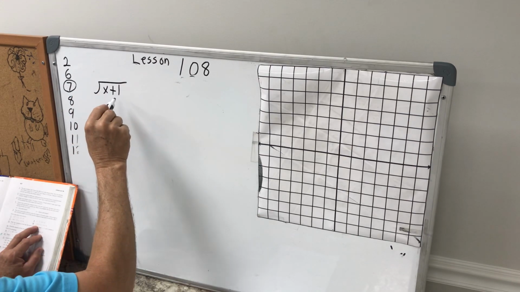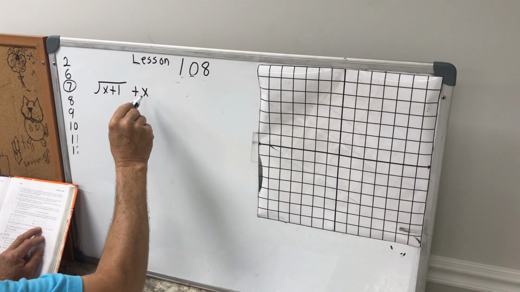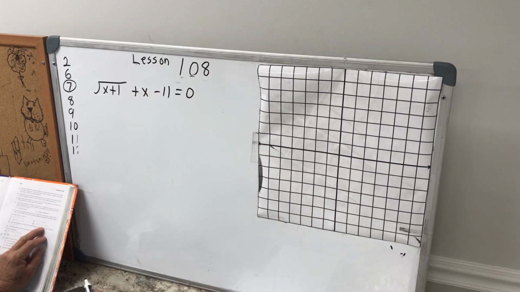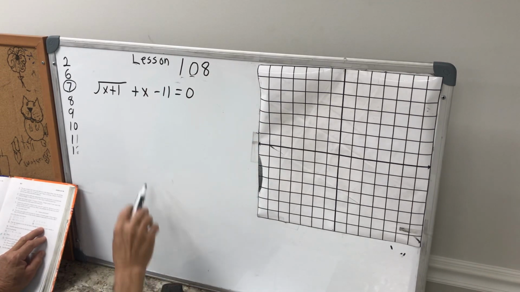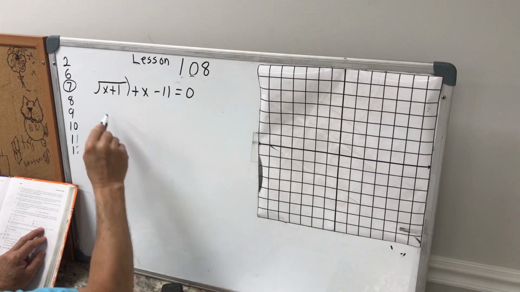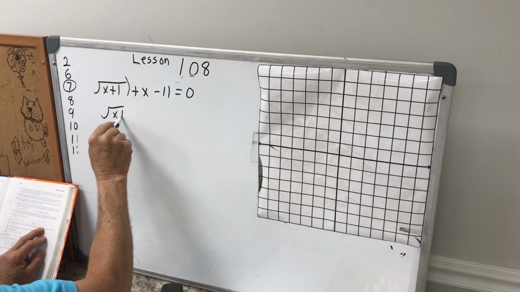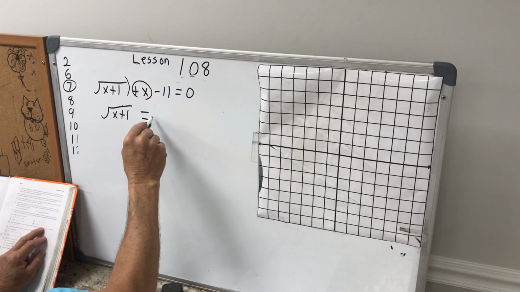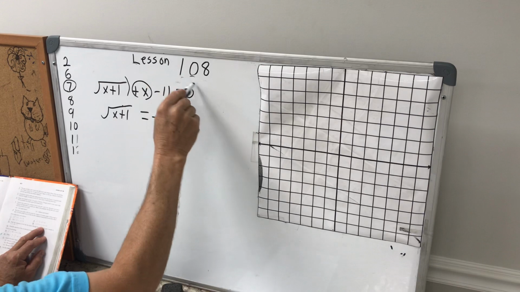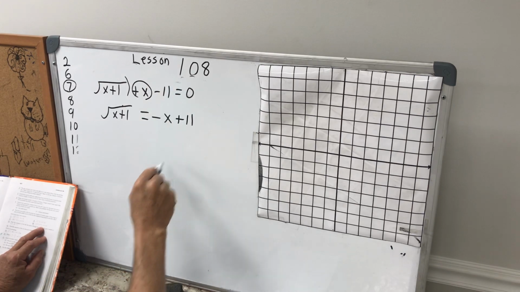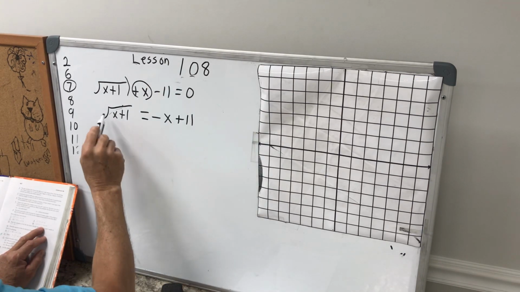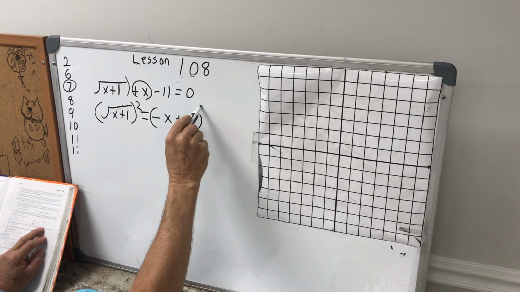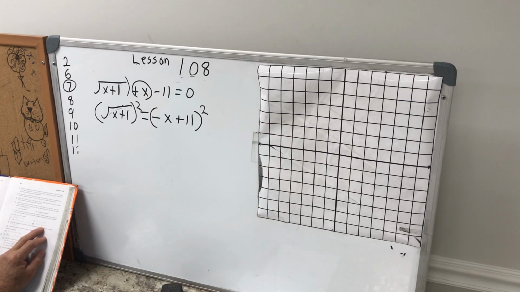x plus 1 plus x minus 11 equals 0. The first move is to get everything outside of this on the other side, so I'm going to do that. It is the square root of x plus 1 equals, move this to the other side, becomes a negative x. Move this to the other side, becomes a positive 11. We have to get rid of this square root sign, so we will square it. And what we do on one side, we must do on the other.